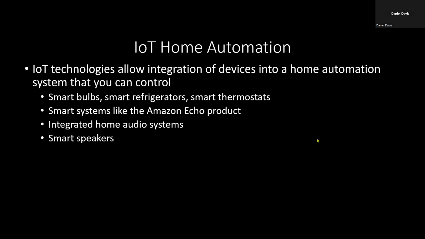One of the nicer aspects of some of the IoT devices is they are capable and sort of built around the idea of automation. Not all of them, but very frequently it's the case that automation is a fundamental aspect of how they work. So you can have things like smart bulbs, smart refrigerators, smart thermostats. There are a number of systems that are built to integrate with these kind of things, like the Amazon Echo, integrated home audio systems, smart speakers, etc.